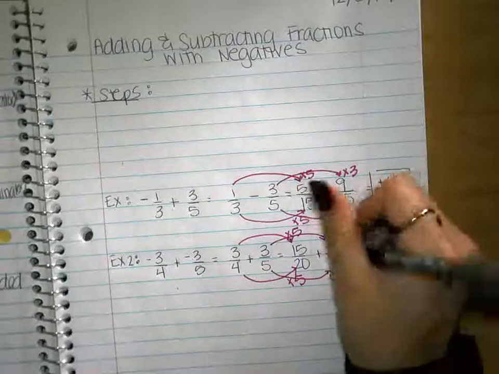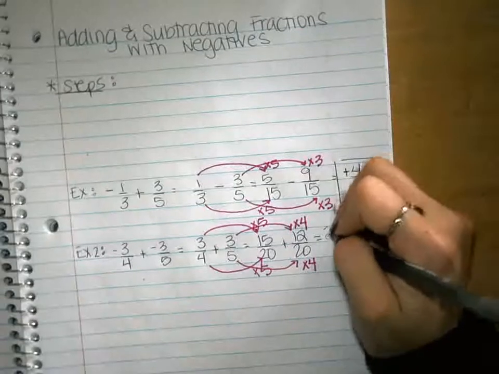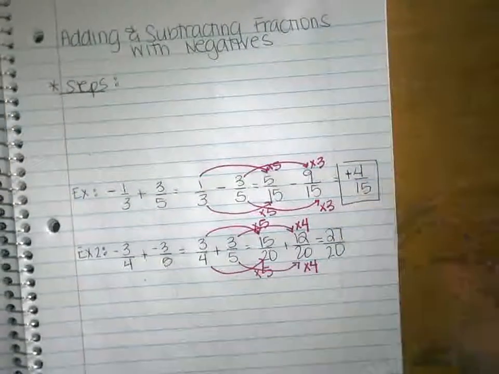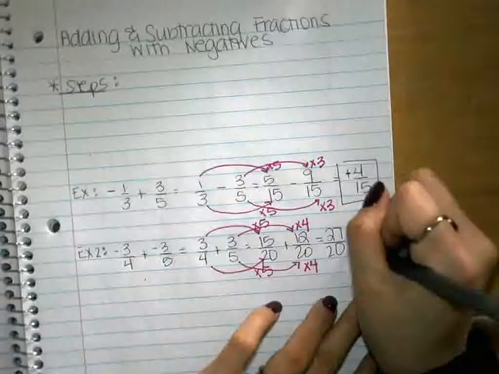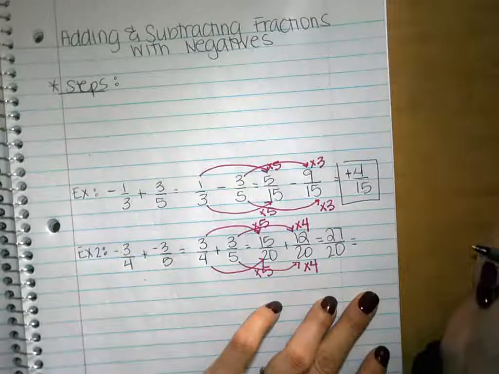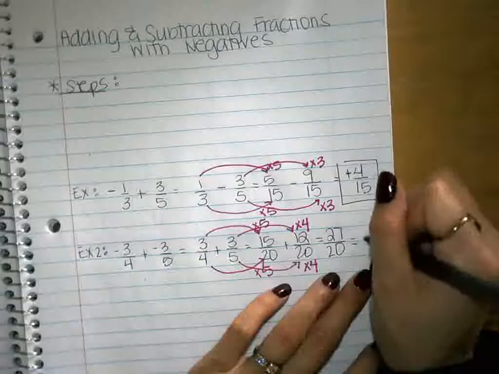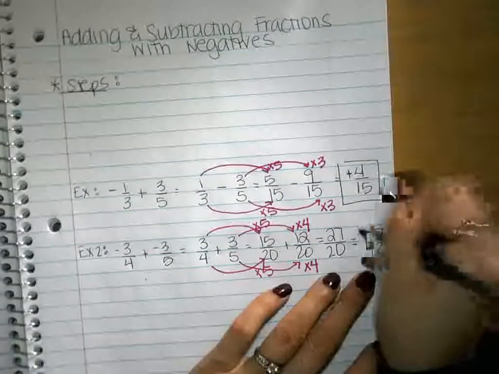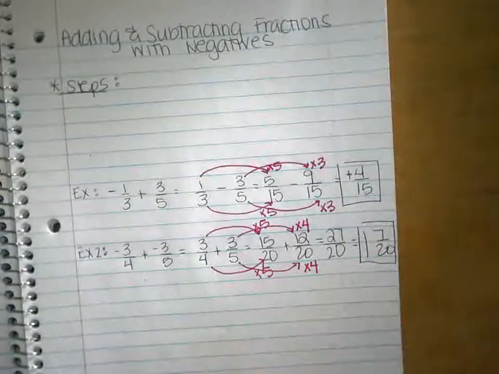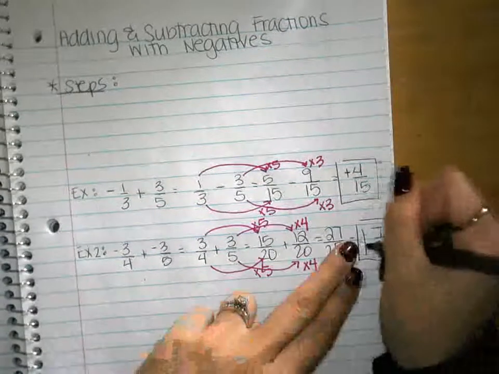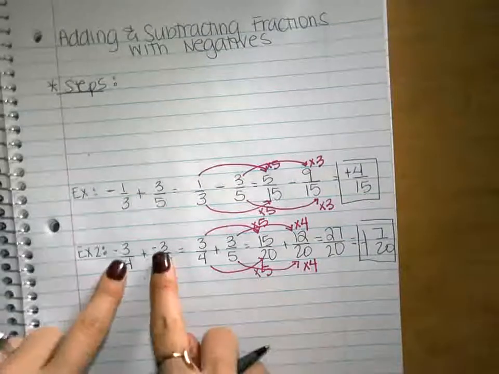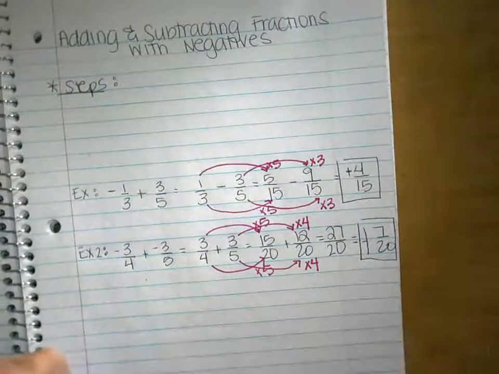Now what do I do? Add. 15 plus 12 is 27 over 20. What do I need to do? Make it a mixed number. What do I get when I make it a mixed number, everyone? Then the question is, is it a positive or a negative? Why is it a negative? Because 2 negatives equals negative. Because I'm adding, I keep my sign the same.